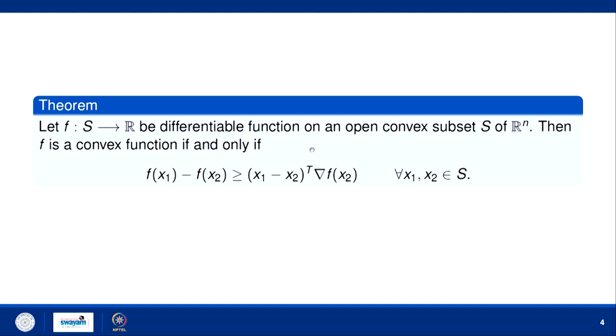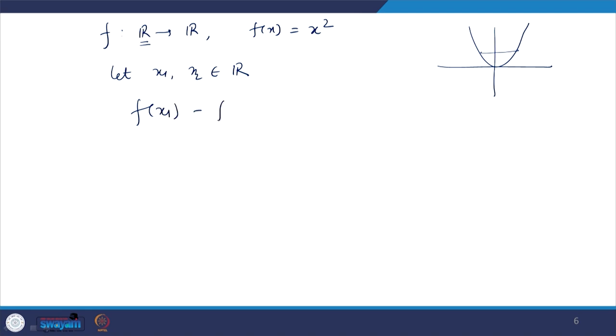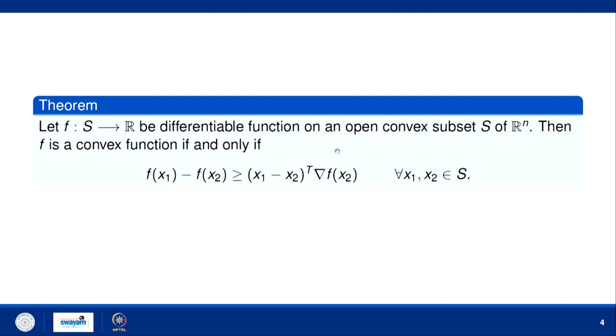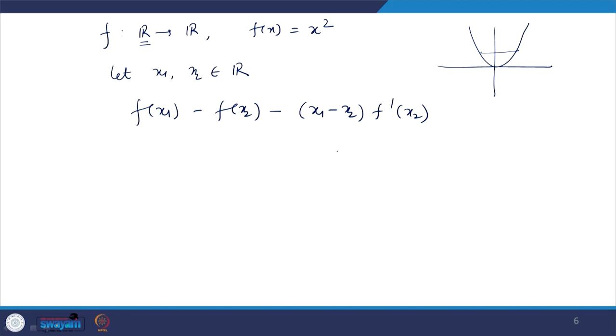So you can bring this expression to the left hand side and try to show that the entire expression is greater than or equal to 0 for any x1, x2. Let us see. Take f(x1) minus f(x2) minus (x1 minus x2) f'(x2), and we have to show that this expression is greater than or equal to 0. If we have shown this, then by this theorem we can say that the given function is convex. So what is f(x1)? f(x1) is x1 square by this definition, and f(x2) is x2 square.